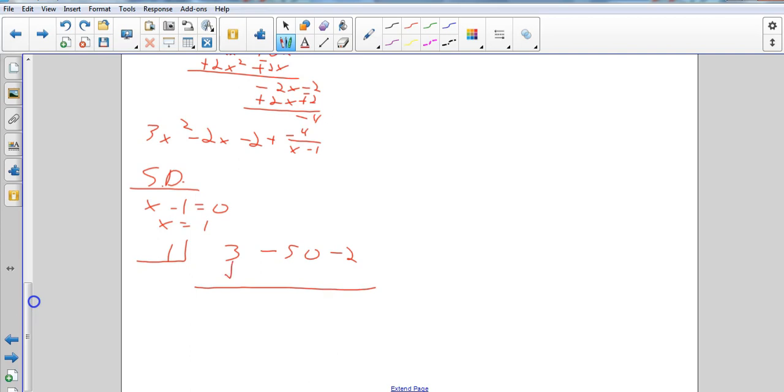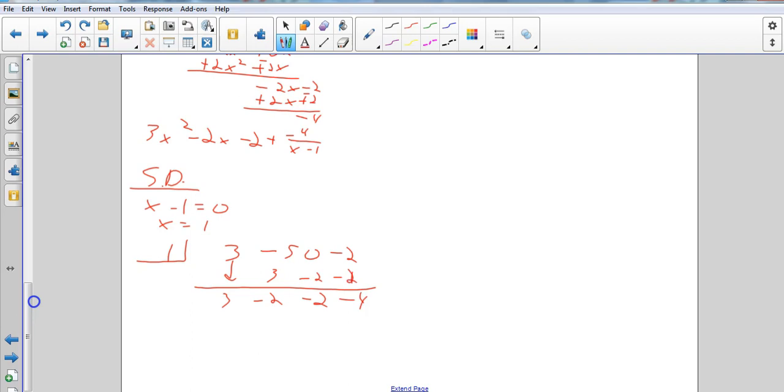Just bring down my first number and get 3. Multiply by 1. That gives me 3. I'm going to add, get negative 2. Multiply by 1, add, that gives me negative 2. Multiply by 1, add, that gives me negative 4. And suddenly there's my answer.